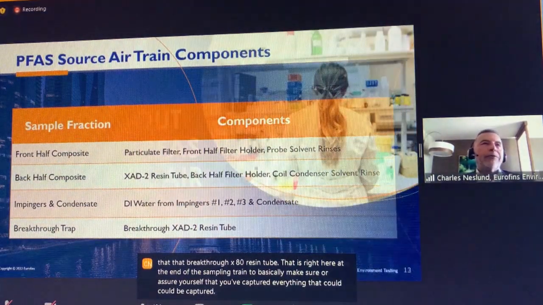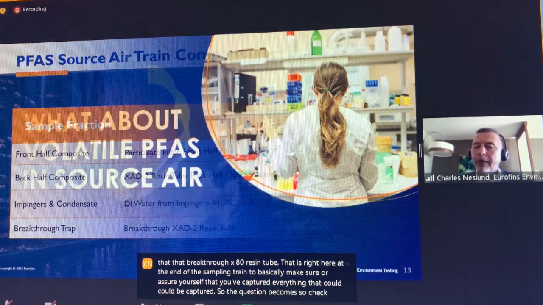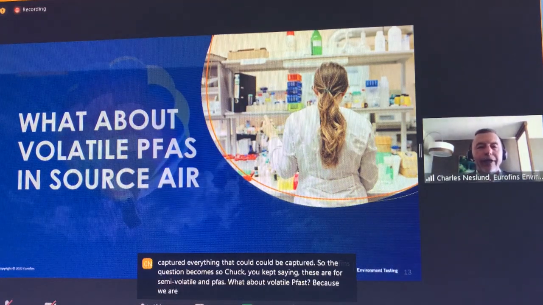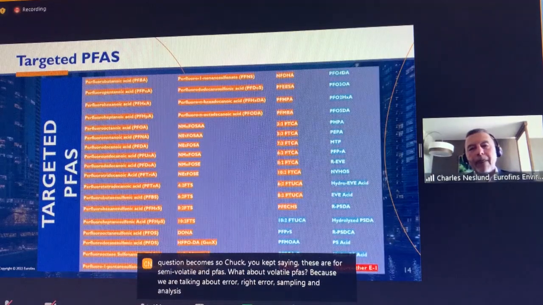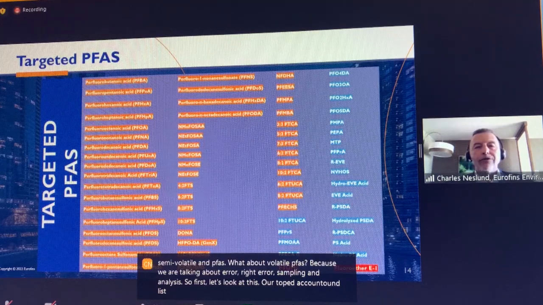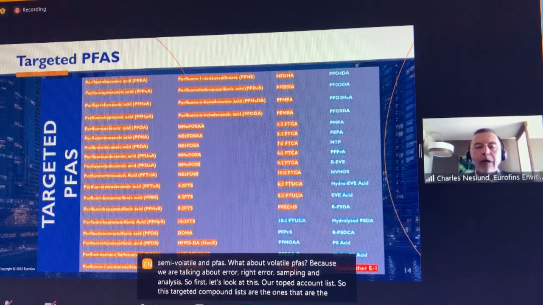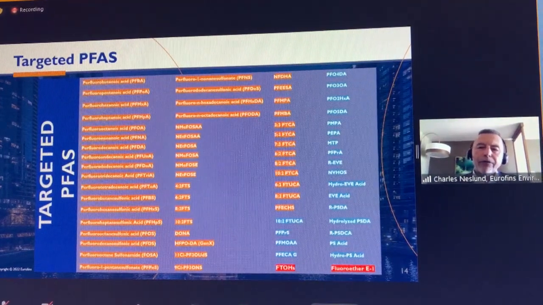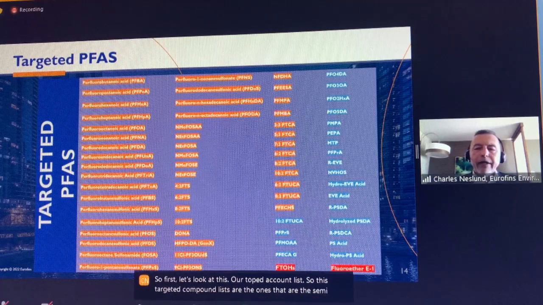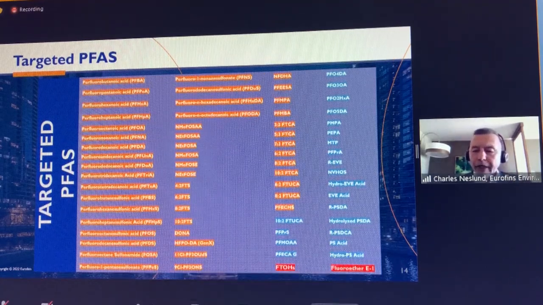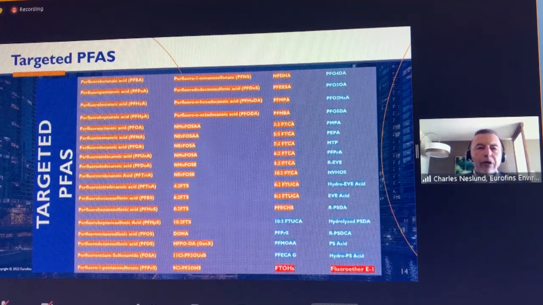So then the question becomes, Chuck, you kept saying these are for semi-volatile and PFAS. Well, what about volatile PFAS? Because we are talking about air sampling and analysis. First, let's look at our targeted compound list. These are the semi-volatile ones that can be done as part of OTM 45. But for the volatile, look at the red highlighted compounds down there: the fluorotelomer alcohols and then the fluoroether that we're going to talk about in a second.